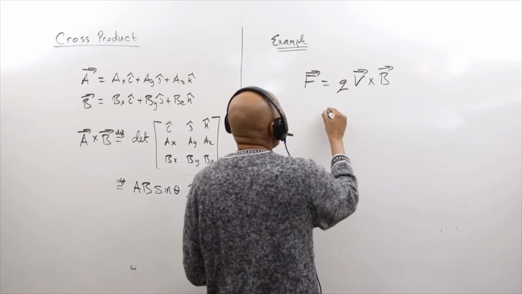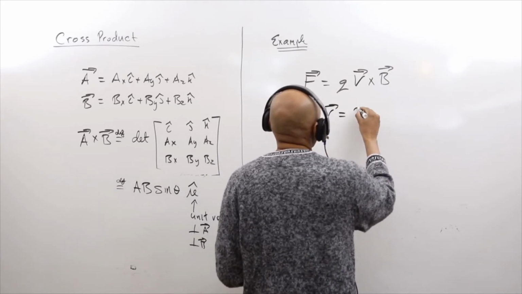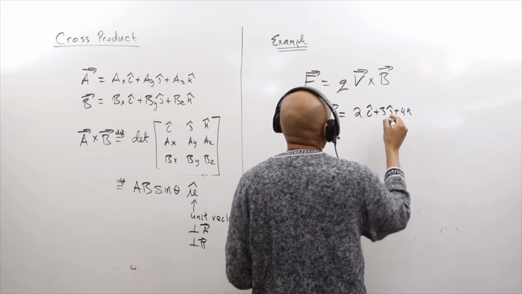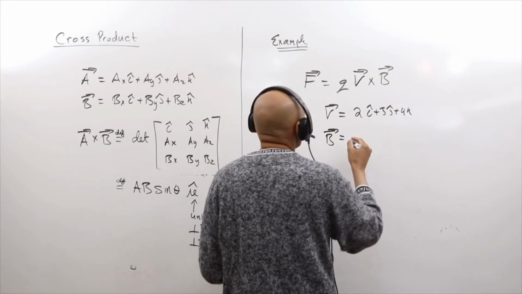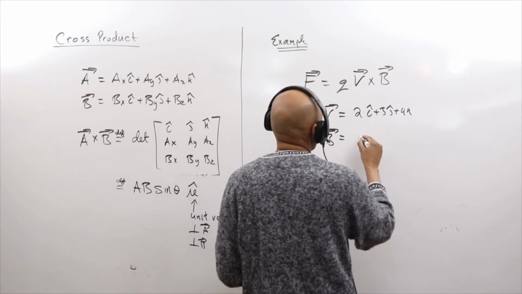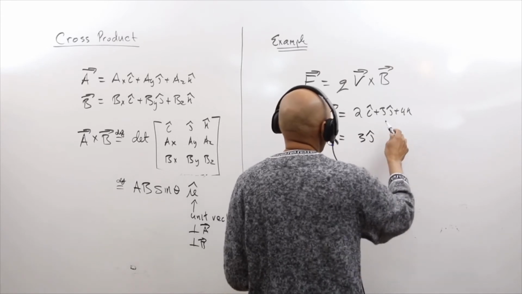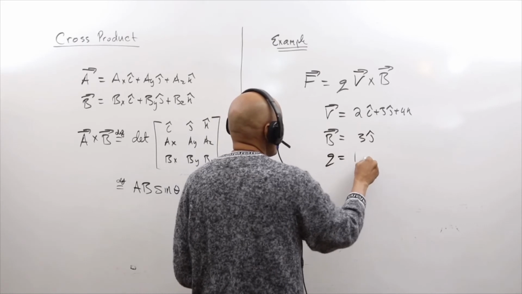So we are told that the V vector is given by, let's say, 2i plus 3j plus 4k. And the magnetic field is, let's make it 3j in Teslas, and this is in meters per second, standard units. And I'll make this really simple, say Q is 1 coulomb.